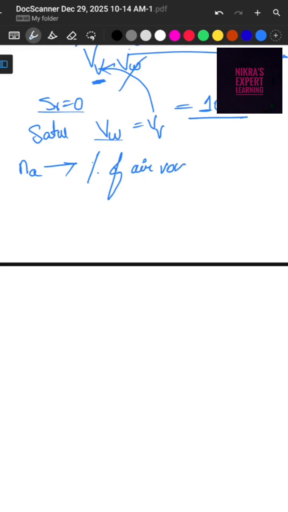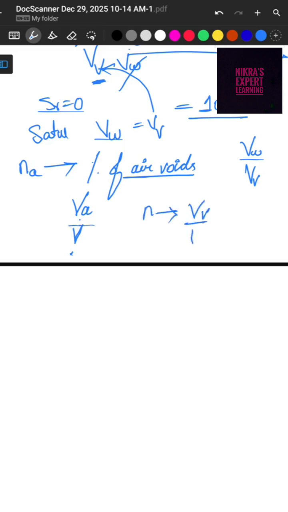Okay. So when I am saying percentage of air voids, again, we are talking about the ratio of volume of air to the total volume. So understand, when I'm talking about degree of saturation, it is volume of water with respect to volume of voids. But when I'm talking about percentage of air voids, it is VA by V. And n is porosity, that is VV by V.